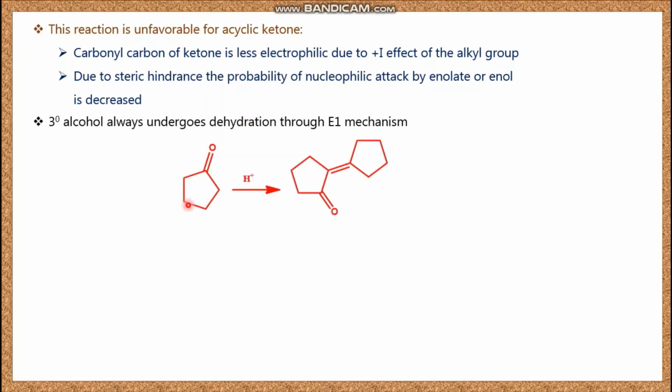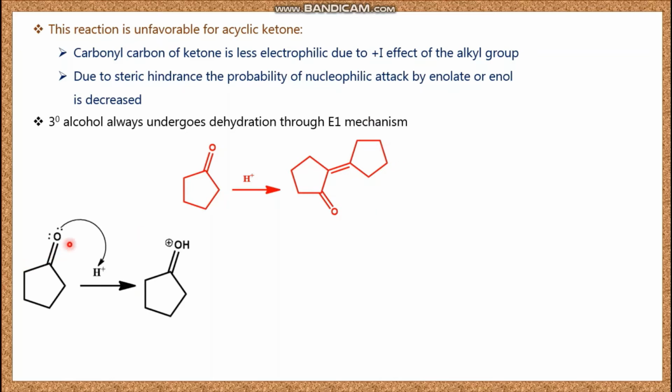Now we can take a cyclic ketone. It was already said that the reaction is unfavorable or less possible for acyclic ketones, but it is possible in the case of cyclic ketones. Now we have taken cyclopentanone, and in the presence of acid it forms a condensed product.